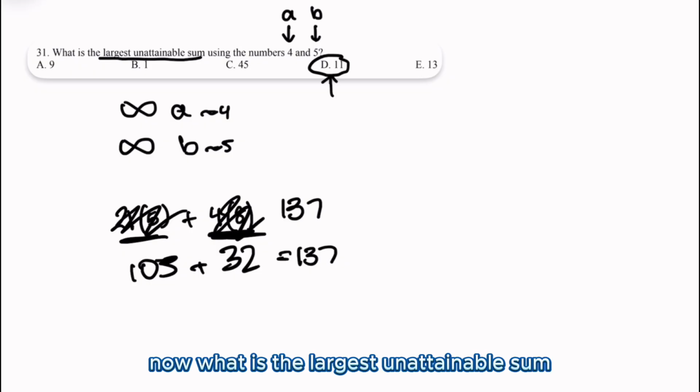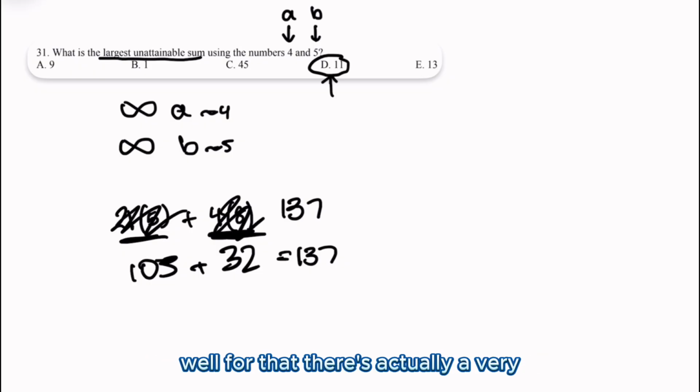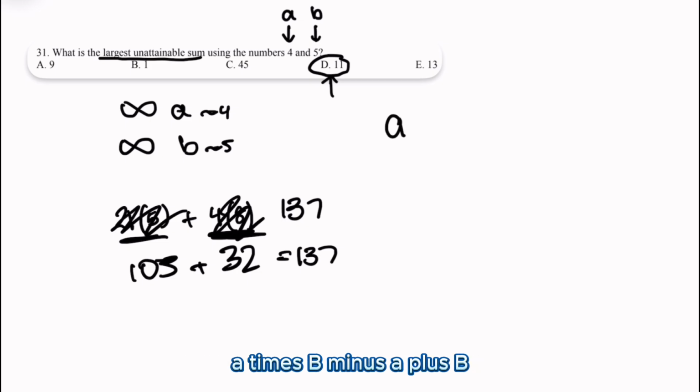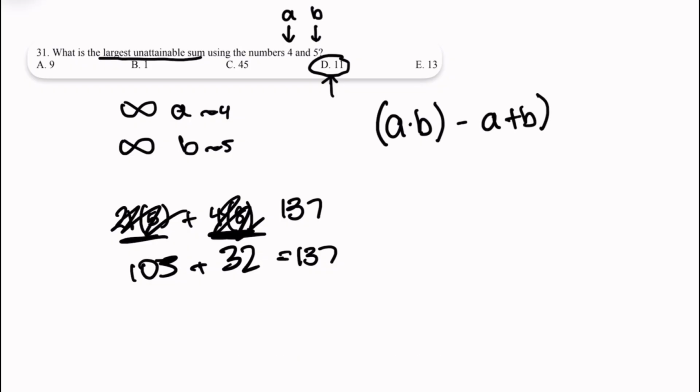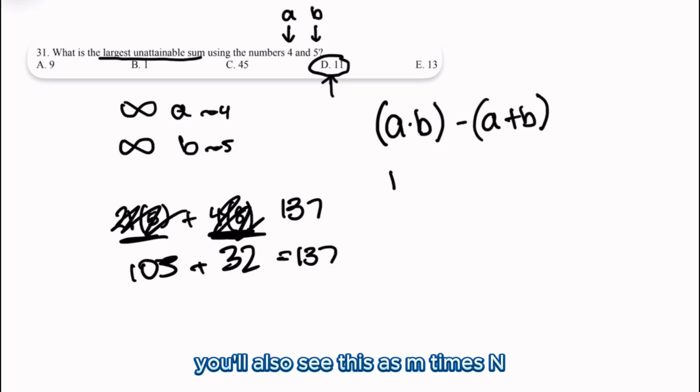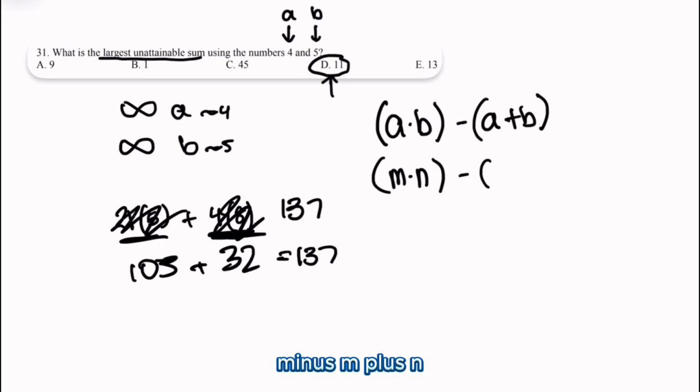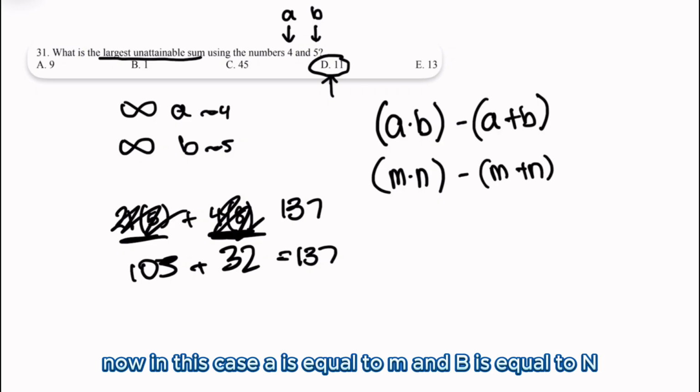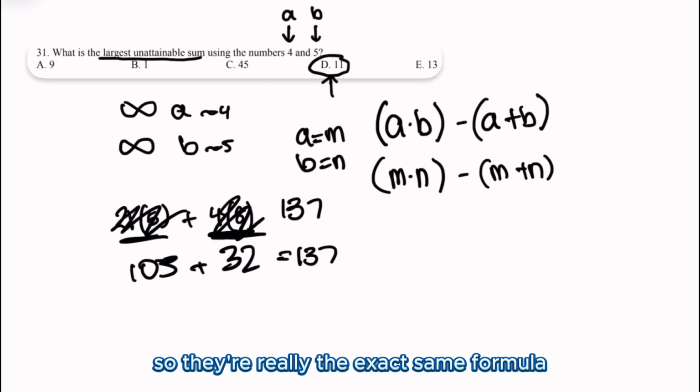Now, what is the largest unattainable sum? Well, for that, there's actually a very, very simple formula. It goes like this. A times B minus A plus B. You'll also see this as M times N minus M plus N. Now in this case, A is equal to M and B is equal to N. So they're really the exact same formula.